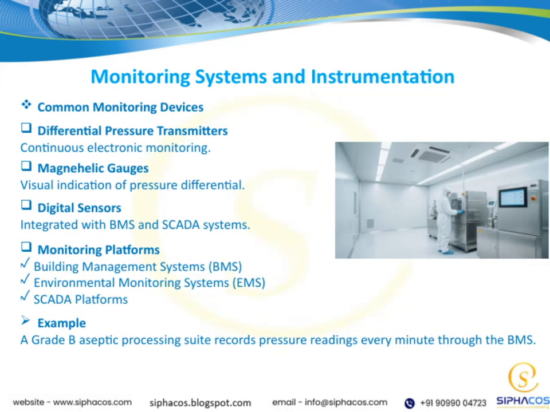Let's talk about monitoring systems and the devices that keep them running smoothly. Differential pressure transmitters provide continuous electronic monitoring. They never miss a beat. Magnehelic gauges give us a clear visual readout of pressure differences. Then, digital sensors tie everything together, integrating with building management and SCADA systems for real-time control. These platforms, BMS, EMS, and SCADA, make it all work seamlessly. For example, a Grade A aseptic processing suite logs pressure readings every minute through its BMS, ensuring precise environmental control.